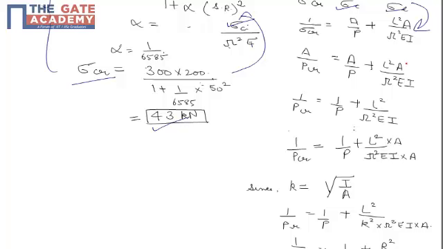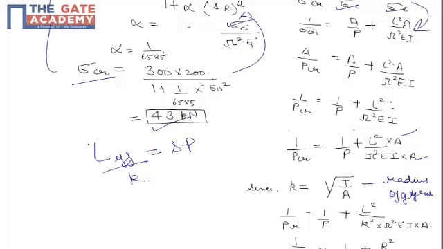A cancels out from all the terms, so 1 upon PCR can be written as 1 upon P plus L square upon pi square EI. Multiplying and dividing the term L square upon pi square EI by A, that is, into A divided by A, under root I by A is K, which is defined as the radius of gyration, and L effective upon K is defined as the slenderness ratio. That's why, to bring it into the form of slenderness ratio, we have divided and multiplied it by A.